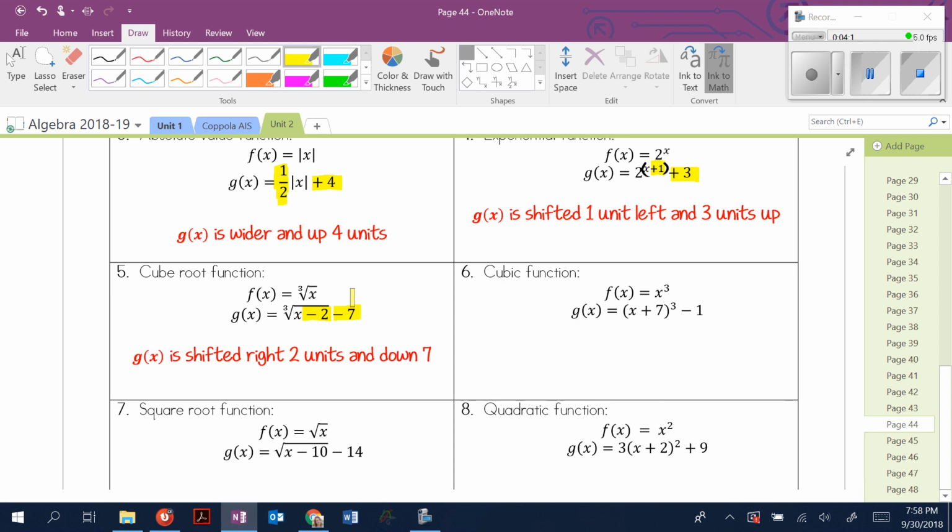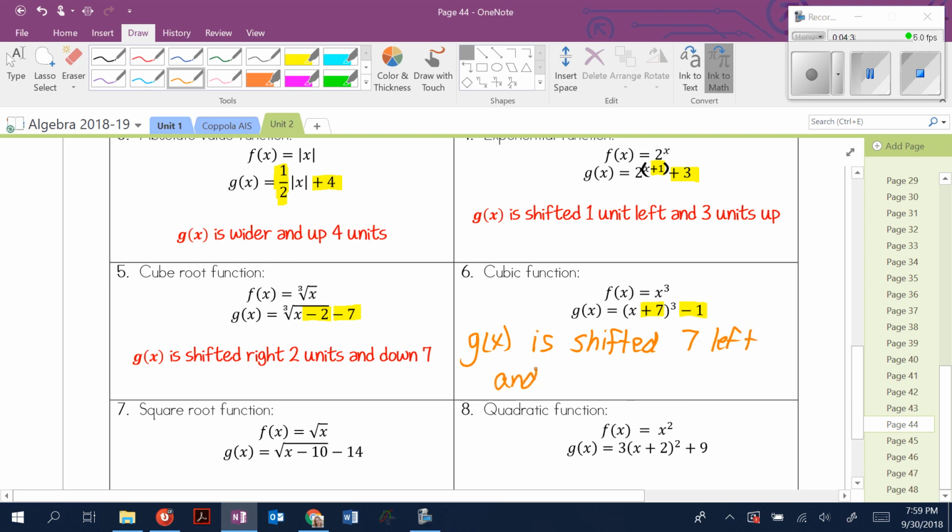Okay, cubic function. Let's see what's going on here. We're adding 7 inside, subtracting 1 on the outside. So let's write this in some really special notation. g of x is shifted. What's the 7 going to do? 7 left and 1 down.